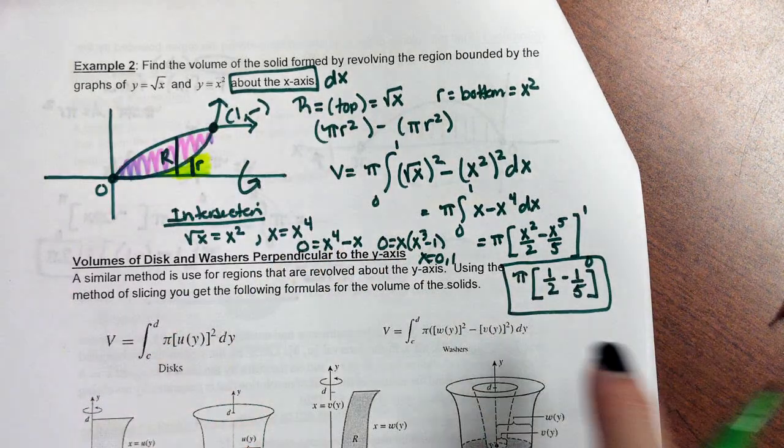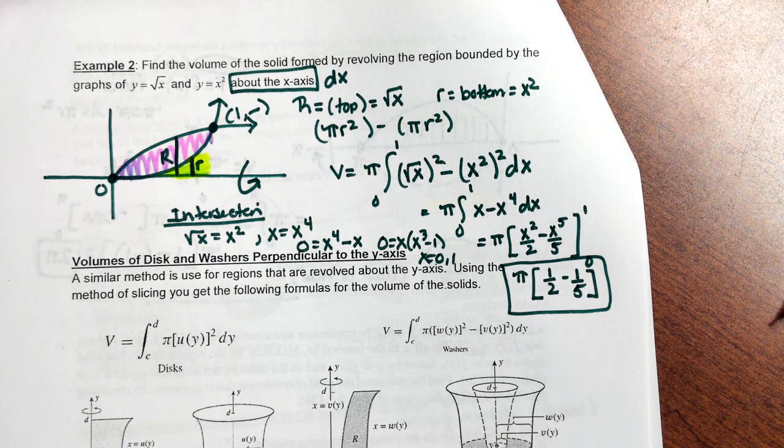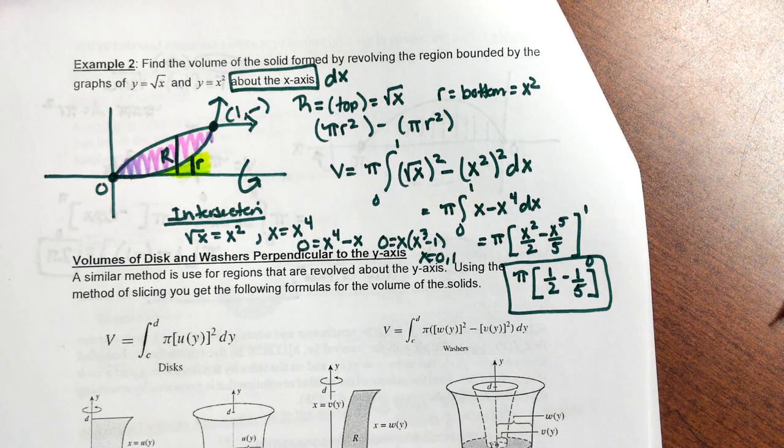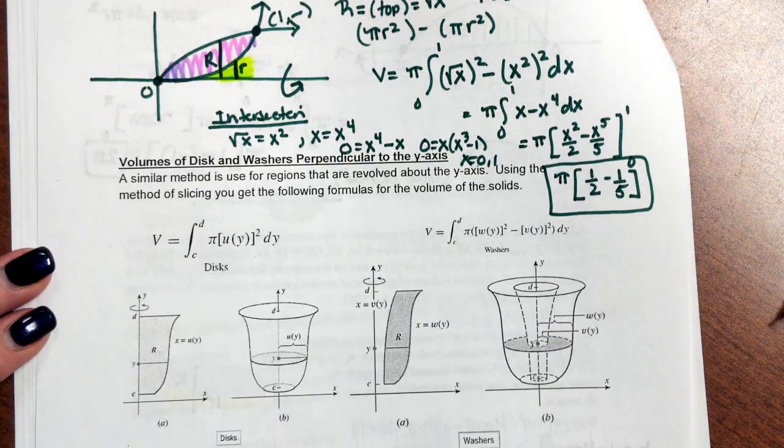Remember, if it's a free response question, you can leave it alone. You do not need to get a common denominator and subtract. So again, with the dx's, you're still doing top minus bottom if you have the washer.